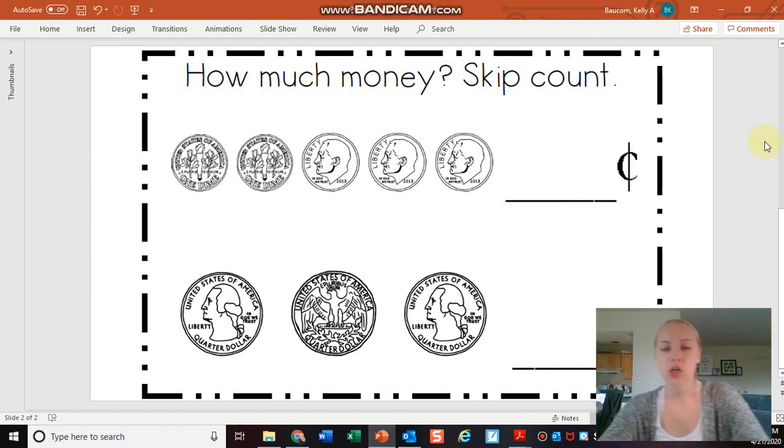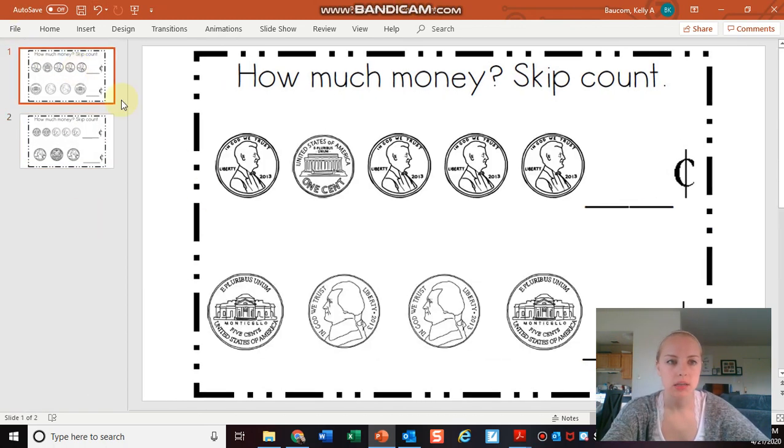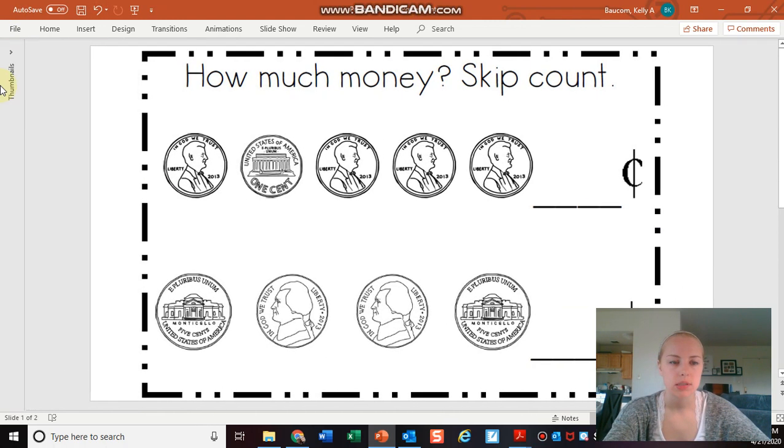Okay, my friends, so for our coin lesson today, we are actually going to start counting money. Now, thus far, we've only been identifying the coins, front and back: penny, nickel, dime, quarter. Today, we are going to start counting money. We are going to first be counting pennies, then nickels, then dimes, then quarters.